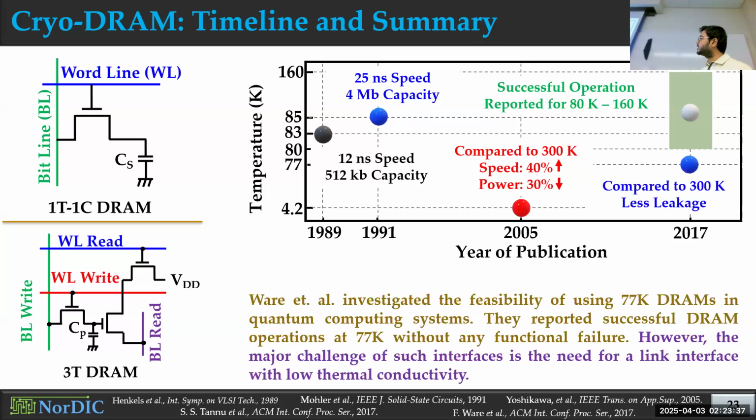There is another work which again took the 1T1 capacitor DRAM, the simplest one, to 77 Kelvin. Again, they focused only on quantum computing applications, and they claim that 77 Kelvin can be an option because it is much cheaper. They showed that for DRAM, as I mentioned, the leakage becomes lower. So you have longer retention, and you need less refresh. So you have all these advantages in terms of energy and power consumption as well.